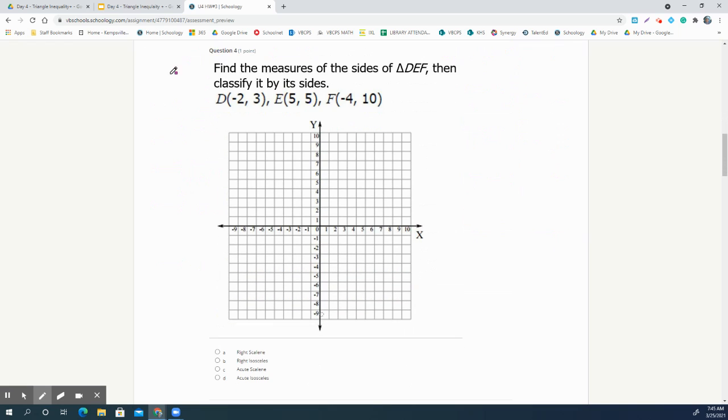Question number 4 is just kind of a nightmare of a question. If this was on a test, I would skip this and save it for last. It is a time-sucking question. You've got to plot all of these points. So -2, 3, 1, 2, 3, 5, 5, 5, 5, and then -4, 10. Then you got to look at that triangle.